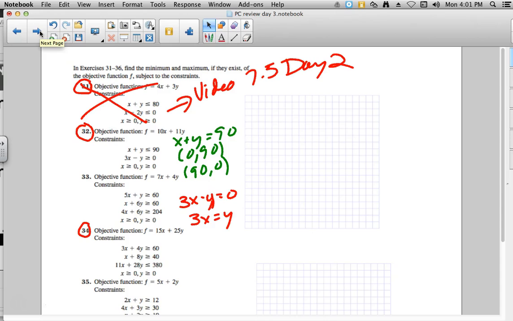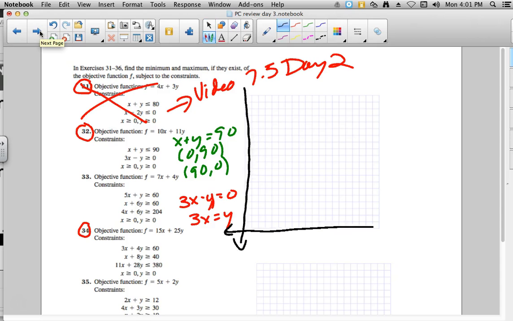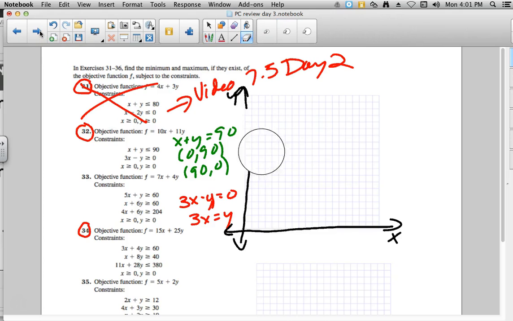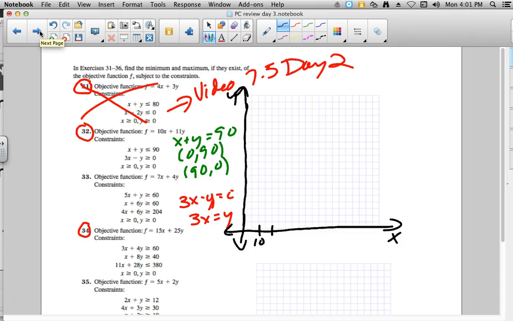That is good news. That just tells us we're in the first quadrant. So now what we would want to do is figure out what to label our axes with. And we can see that we have to go out 90 in each direction. I know I have a 20 by 20 grid here, so what I would probably do is just take every 2 and make it 10.